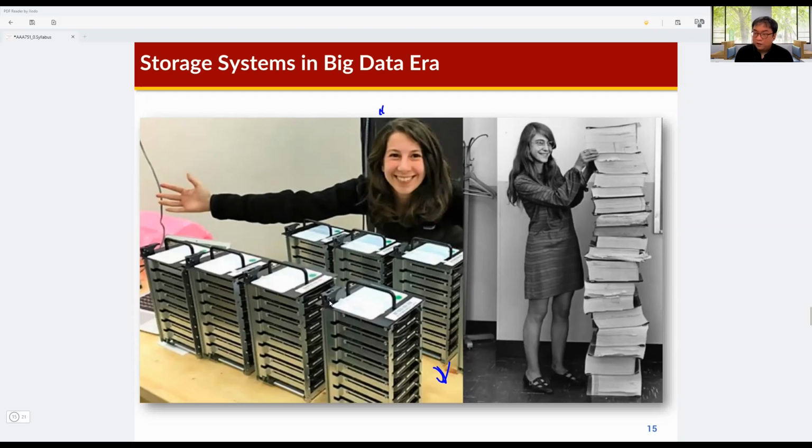And then the right photo shows the code book, and she programmed the codes for space aircraft for NASA. She printed her codes, and this is the papers that had some codes. So this photo shows that the amount of data is large. In order to process this large amount of data, we need to focus on the storage system, the performance of storage systems.